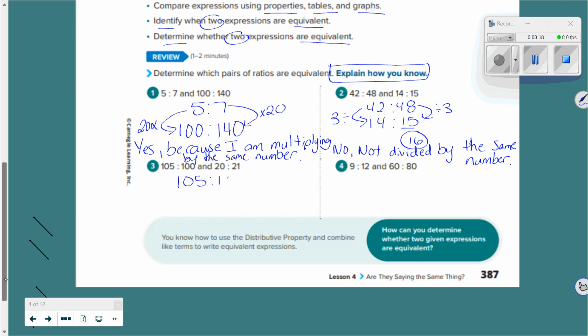105 to 100, 20 to 21. What can I do to 105 to get to 20? Well, first of all, it's getting smaller, so I'm not multiplying. Divide. Not evenly, but it does work. I can divide by 5 and 1/4.